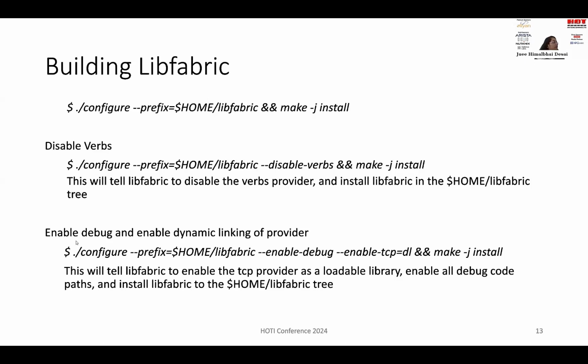Next example is if you want to enable debug code paths, and if you want to also use a DLL provider. So let's say we want to use TCP as a dynamic loadable provider. So we give that option here, enable TCP as a DL. And then if you want to also enable debug code paths in the Libfabric APIs, then you can say --enable-debug. So this will install Libfabric in the home Libfabric path, and it will enable all the providers. Just it will enable TCP as a DLL.